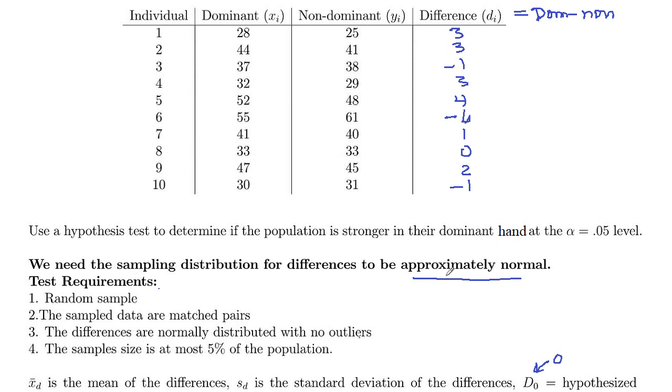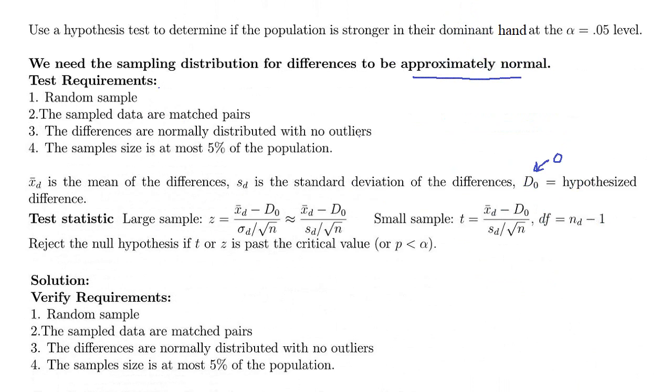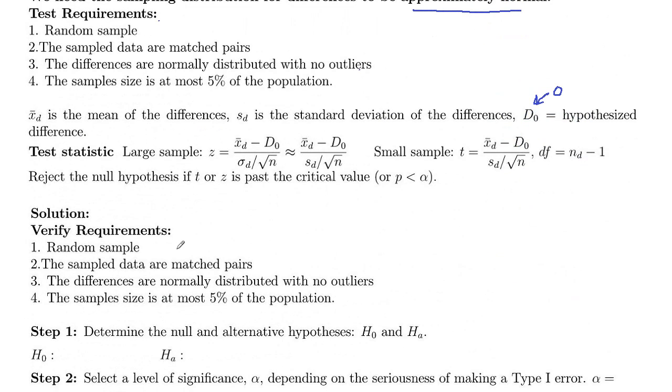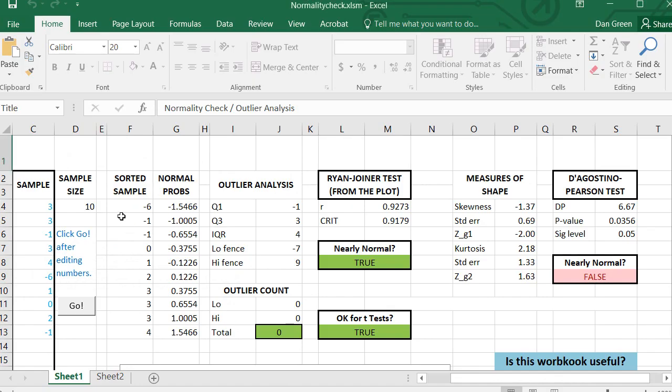Then we need those differences to be approximately normal. So if we start checking our conditions here: random sample, yes. The data are matched pairs. Differences are normally distributed. I did a normality assessment with our spreadsheet. I entered in our differences right here, clicked go, and we got nearly normal true and okay for t-test. We will have to use a t-test because the sample size is less than 30.